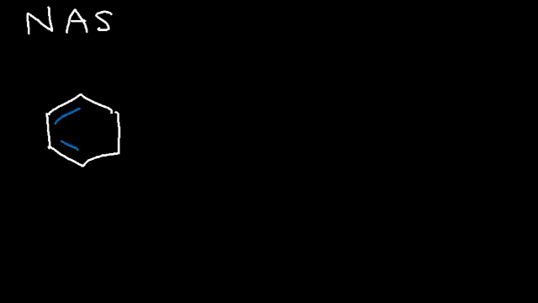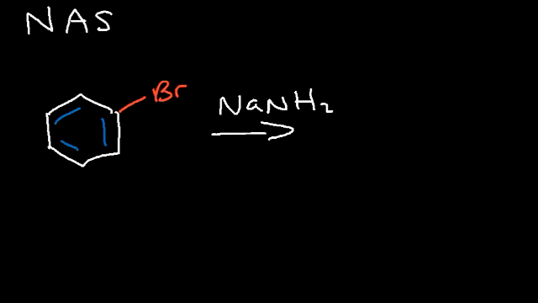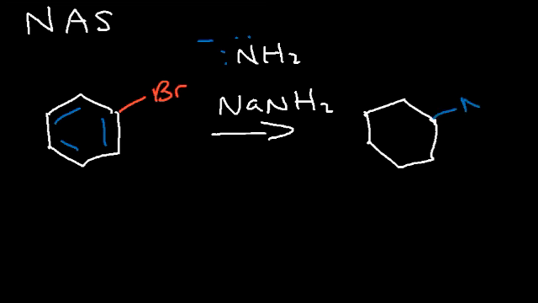Now in the nucleophilic aromatic substitution reaction, we're going to replace not a hydrogen but a halogen with a nucleophile. So in this particular reaction, the nucleophile is NH2 minus. And so we're going to replace the bromine atom with it. And so this is going to be the product. So this is one example of a nucleophilic aromatic substitution reaction. But this one is specifically the one that goes through the benzyne intermediate. But let's write the mechanism for this reaction.